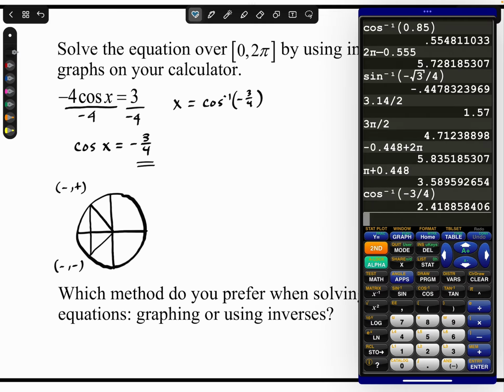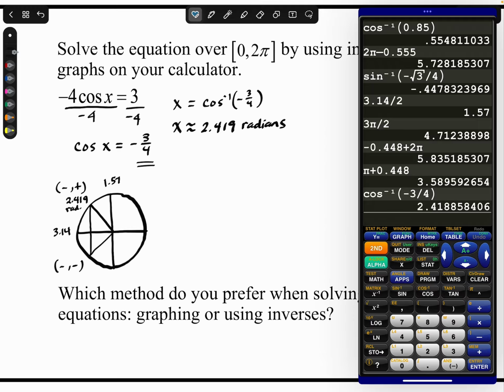Get about 2.4188, so 2.419, we'll say. Radians. Now, when you think about that, 2.419 radians, if this was about 1.57 radians, and this is 3.14 radians, when we do the inverse cosine of that -3/4, it actually gave us the angle that we were looking for, 2.419 radians. Okay, now we will figure out why that is happening in a future lesson.